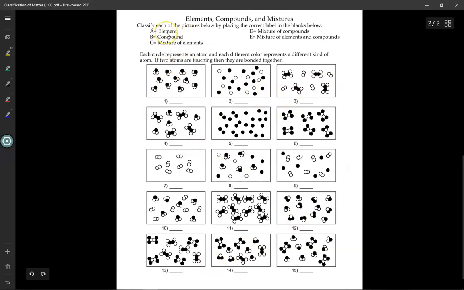Alright, what I'd like you to do at this point is identify each of these boxes as being A, element, B, compound, C, a mixture of elements, D, a mixture of compounds, or E, a mixture of elements and compounds. So remember, if the two circles are touching, then that means they are chemically combined and they are one particle. Alright, so press pause. When you're ready, press play, and we'll take it up together.